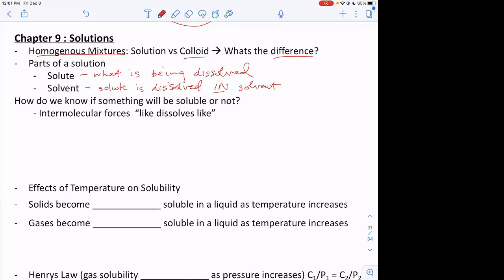Okay, how do we know if something will be soluble or not? This is where we discuss the phrase like dissolves like, which has everything to do with those intermolecular forces we just discussed. Okay, if the solute is held together by hydrogen bonding forces and the solvent is held together by hydrogen bonding forces, those things are going to be soluble. But if you got a nonpolar molecule as your solute and a polar substance as your solvent, they will not mix. They will not be soluble.